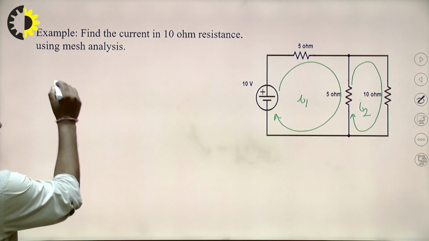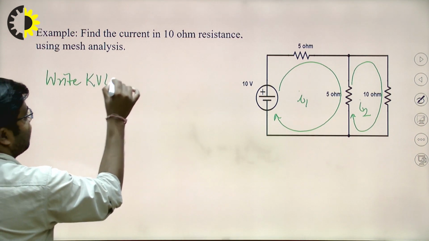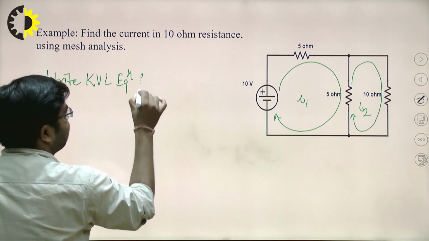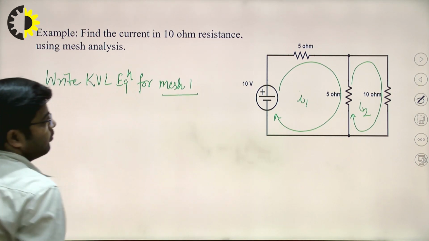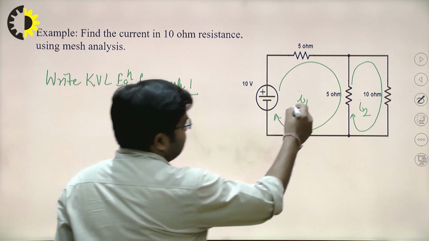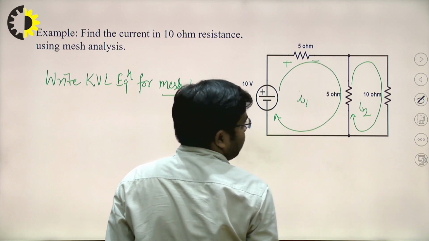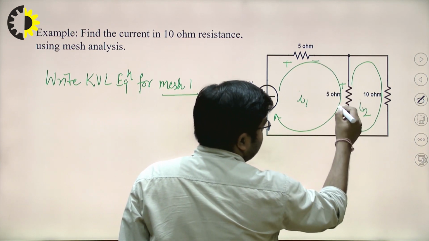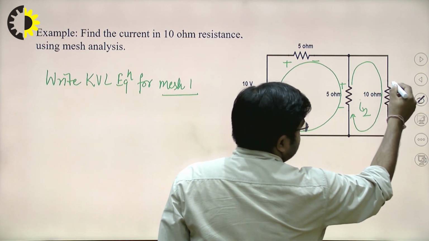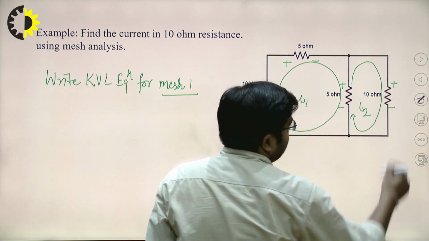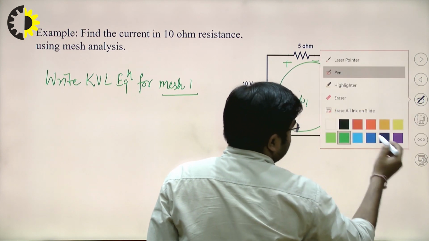So write the KVL equation for mesh 1. Here you can see this I1 current is flowing through this resistance, so the positive sign will be here and negative sign will be here. Similarly, this positive sign will be here, negative sign will be here. And this I2 current is flowing through this 10 ohm resistance, so positive sign will be here, negative sign will be here, because the current is entering at this terminal. And this positive sign will be here, sorry.